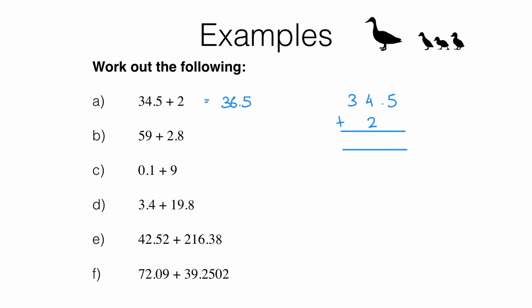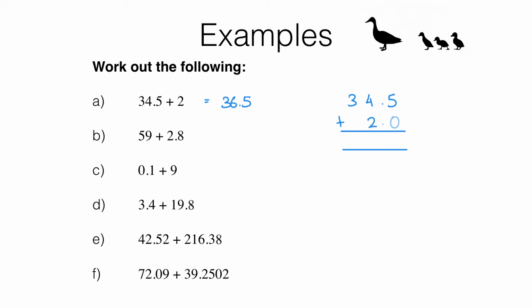Now we're ready to perform column addition. Some of you might not be happy with this bit here being blank, but that's okay. We can fill that in with a 0. We've got 0 tenths, and we need a decimal point there. So 2 is equivalent to 2.0. It's 2 units and 0 tenths.